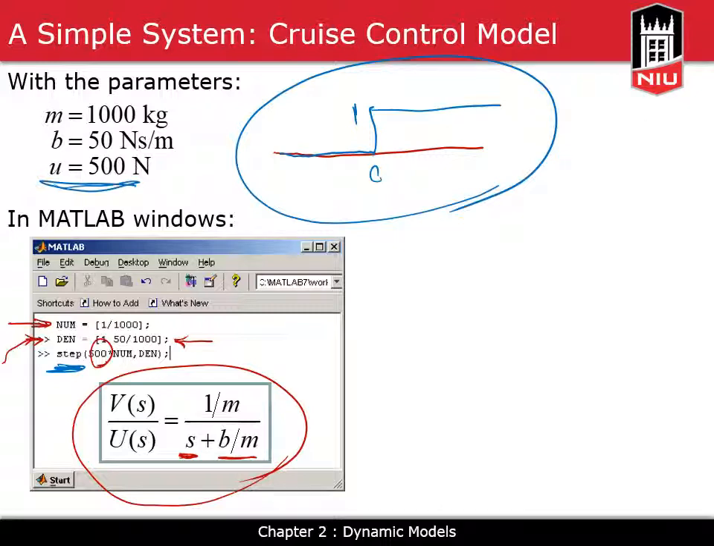Everything else in there inside that step command is just what we created as the numerator array and the denominator array. We used NUM as the name for the numerator array of coefficients and DN for the denominator. So for finding the response to a unit step input, just do step, numerator array that you created before, comma, denominator array that you created before.